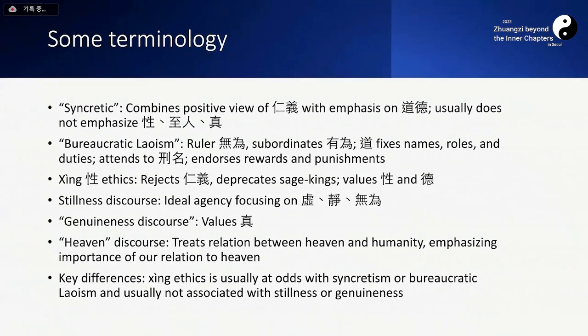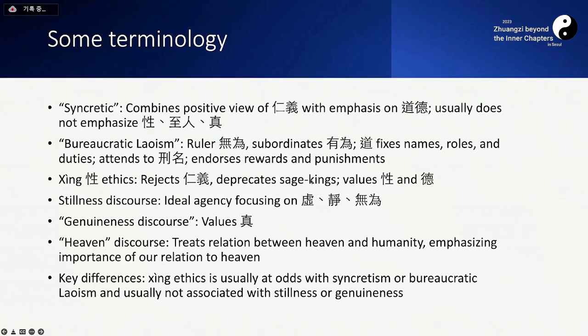What we find in the text, I think, is that this family of views generally does not mention people's Xing, their inherent nature, or genuineness. Bureaucratic Laoism can be combined with syncretism, but it need not be. Different pericopes may present one or the other without combining them.